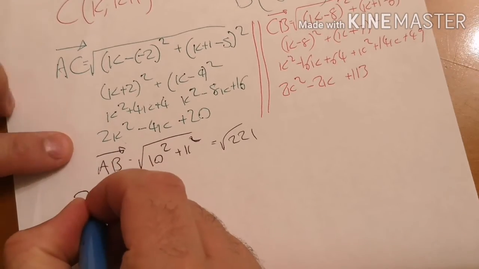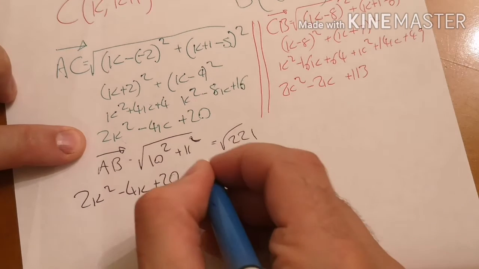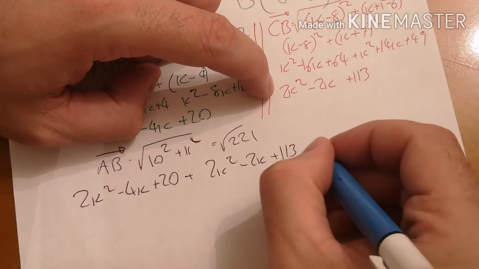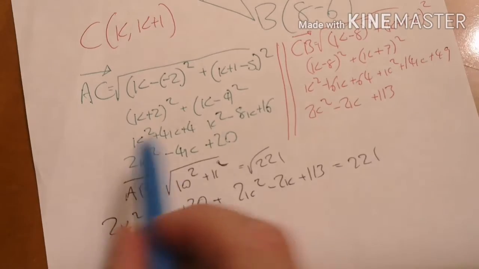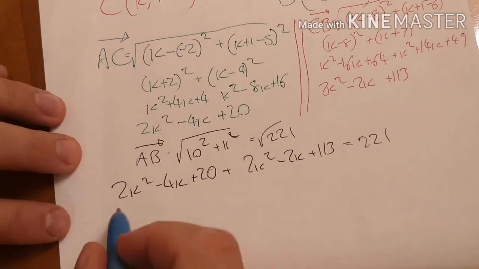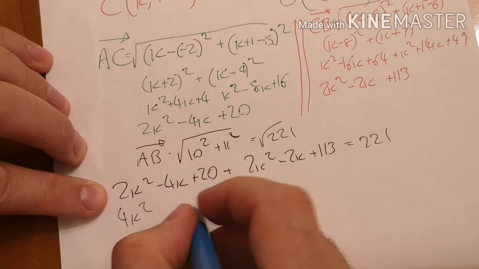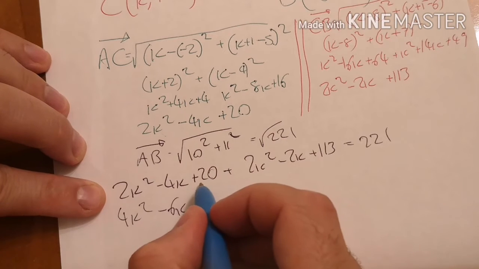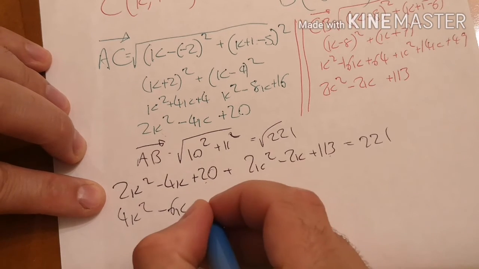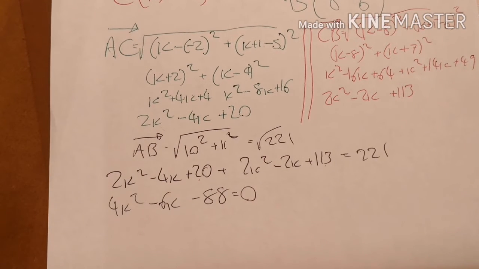So I know AC, which is 2k² − 4k + 20, plus 2k² − 2k + 113 equals 221. And they've all lost their square root signs because essentially I've squared them. And now I just need to collect all the like terms together and then solve. So I've got 4k², minus 4 minus 2 is minus 6k. Now I've got plus 20 plus 113, but then I'm going to be subtracting 221. Okay, so that leaves me with 4k² − 6k − 88 equals 0. Now that's actually an equation we can solve.